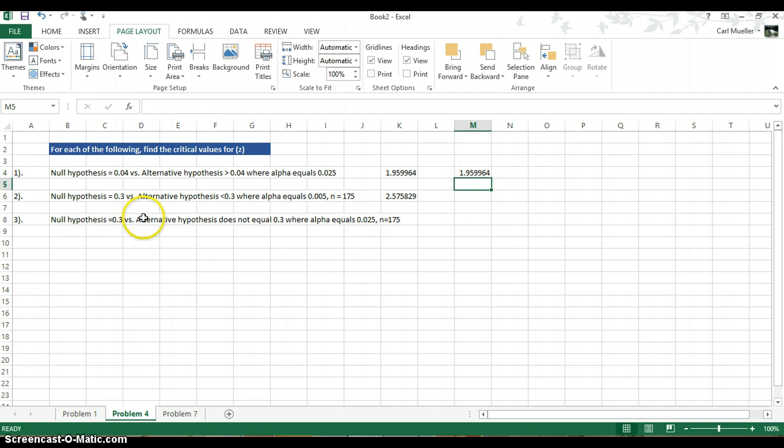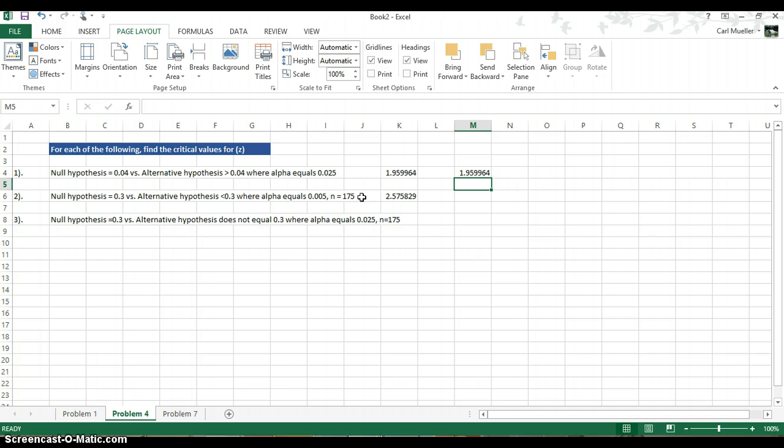Likewise, for the second example, the null hypothesis equals 0.3 and the alternative is less than 0.3. Is this a one or two-tailed test? Well, again, the tail is determined by this sign. It's greater than or equal to, or less than. Both translate to a one-tailed investigation, because we're not looking at both sides. We don't care about the upper or the lower; we care if it's less than, in this case, where alpha equals 0.005 and n equals 175.